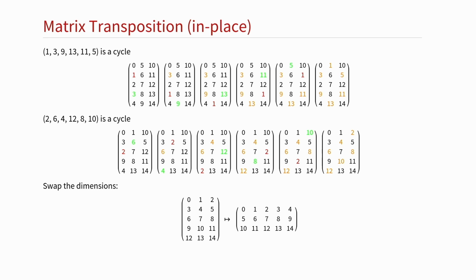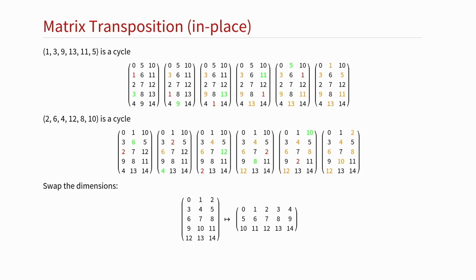So the position in the result is the same as the position in the thing it started out as. And there are 2 other cycles, 1, 3, 9, 13, 11, 5. So what I need to do is swap 1 and 3. 3 goes up to where 1 is. It becomes orange. And then I need to swap 1 and 9. 1 goes in the place of 9, and 9 goes in the place of 1. 9 is now in the right position.